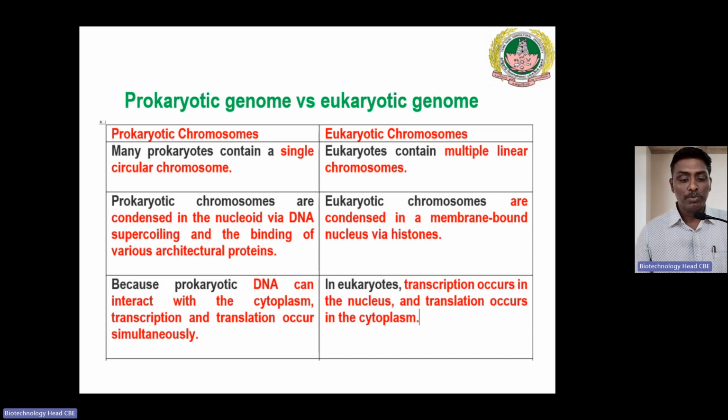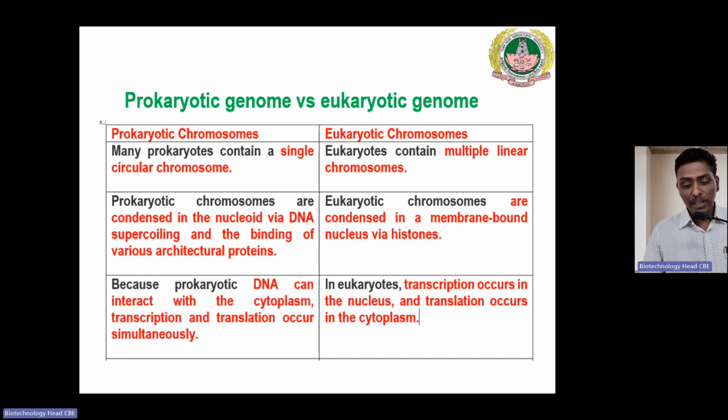Prokaryotic chromosomes are condensed in the nucleoid via DNA supercoiling. DNA supercoiling is highly helpful to condense the DNA in the nucleoid. The process is called supercoiling. And then the binding of various architectural proteins happens. Whereas eukaryotic chromosomes are condensed in a membrane-bound nucleus via histones, because they have a well-developed nucleus as well as a well-developed nuclear envelope or membrane.